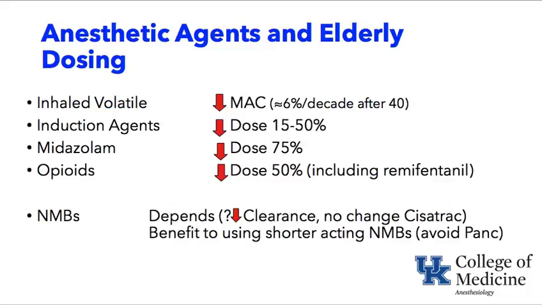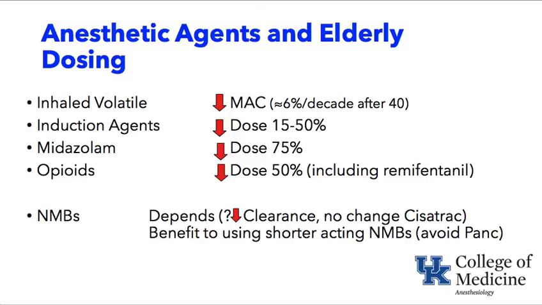So some summary recommendations for inhaled volatile anesthetics. We're going to not give as much, realizing that MAC is greatly reduced. The induction agent dose should be reduced 15 to 50%, midazolam 75%, or even avoided if possible. Opioids should be reduced about 50%, including remifentanil, which is broken down by esterases in our body.